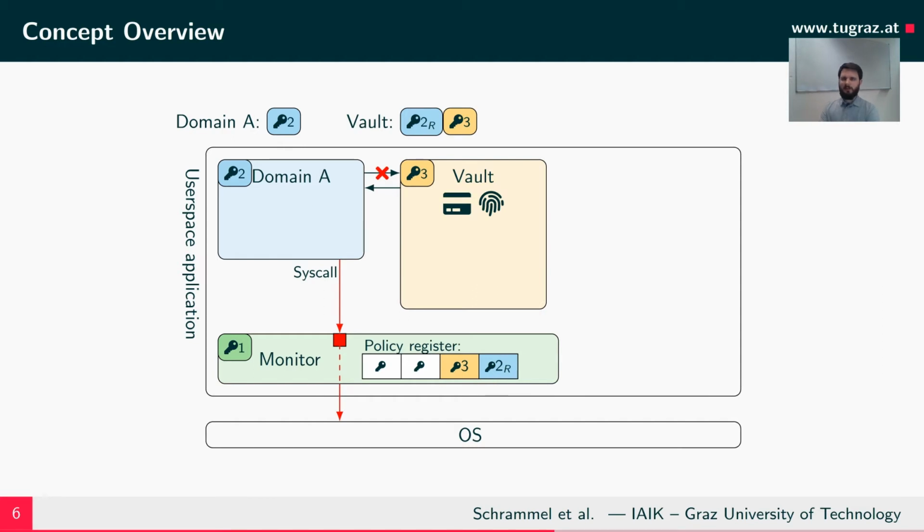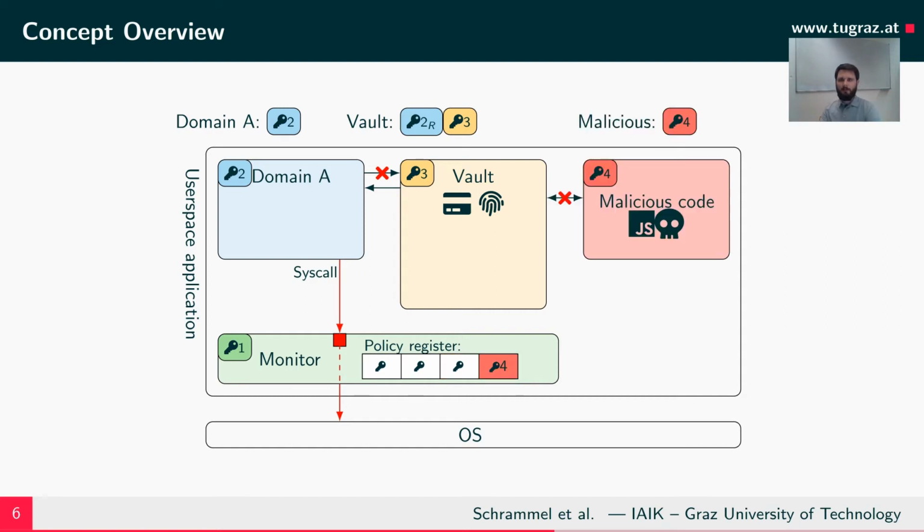Now let's assume we have a second domain in this process, the so-called vault, which may handle sensitive information. This vault is set up so that it has its own protection key, number 3, as well as read access to domain A. That means the vault can access the data from domain A, but not the other way around. Now let's assume we have another domain which may run malicious code. We don't want it to access any other data or the other way around, so it only has access to its own protection key, number 4.